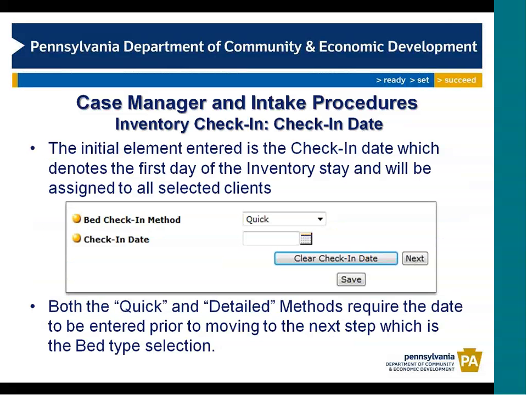Now, once you've selected either quick or detailed, the first thing that the system is going to prompt you for is the check-in date. The check-in date denotes the first day of the inventory stay, and it's a global feature again. All the selected clients will share the same inventory stay. Once you enter that in, all you have to do is hit a next button here, and the system will take you to the next step.